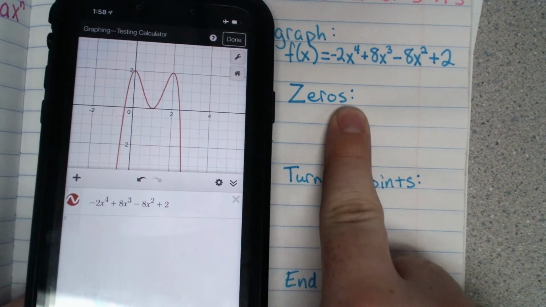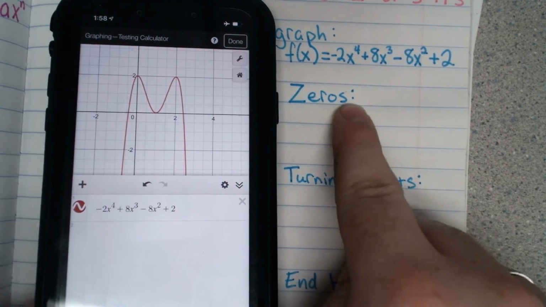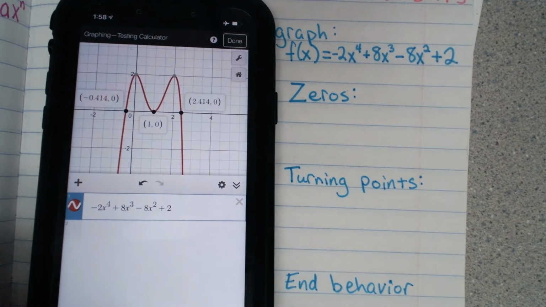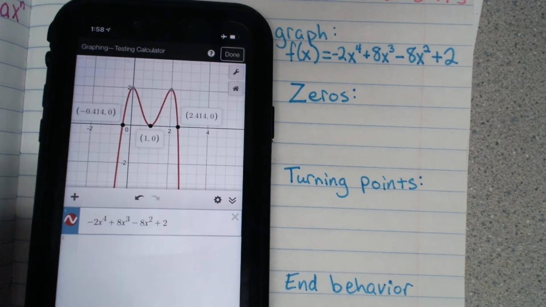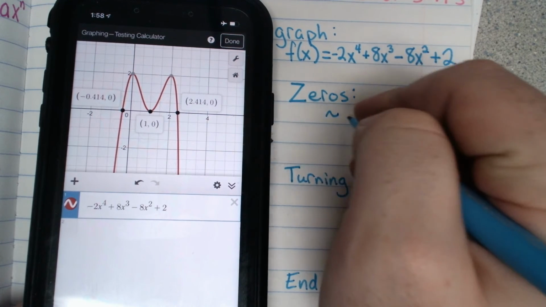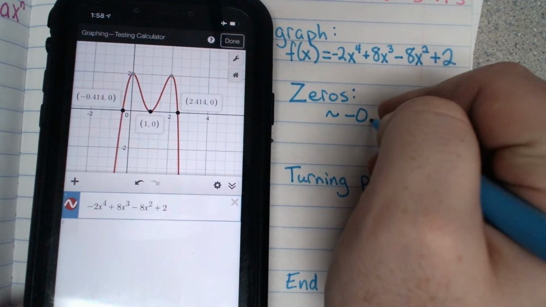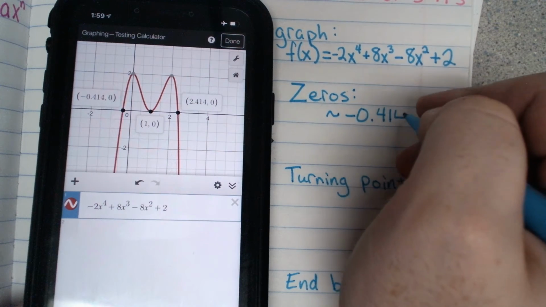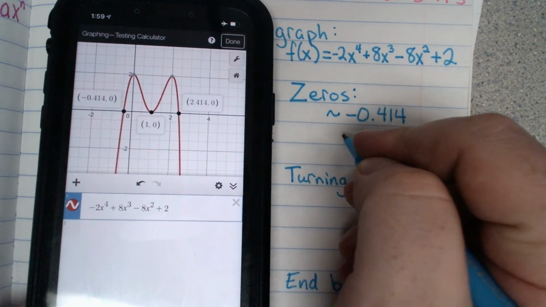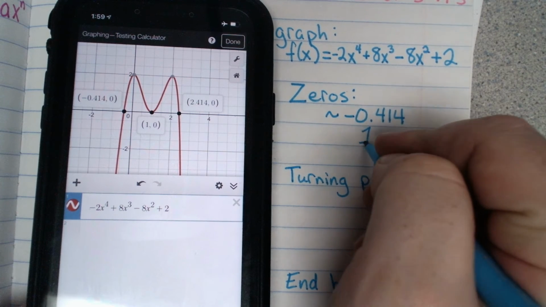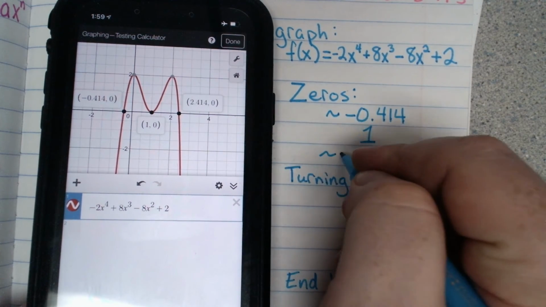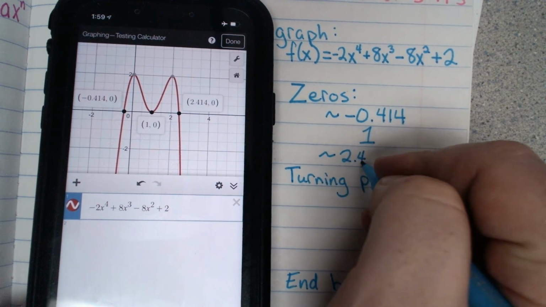First, let's find the zeros. We've talked about that in chapter 4. Those are our x-intercepts, the values of x that give us a 0 for the function. So one of them occurs at about negative 0.414, according to Desmos. One of them occurs exactly at 1, and one of them occurs at about 2.414.